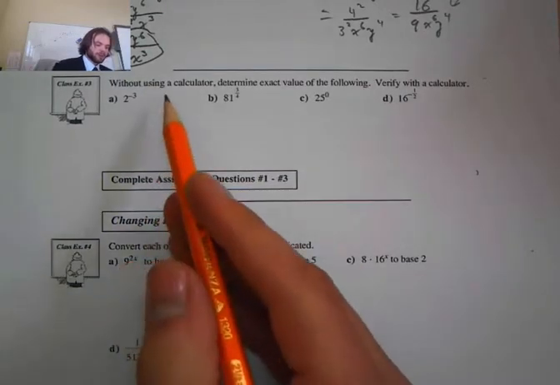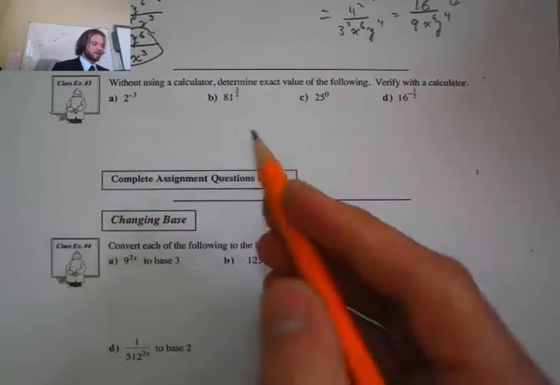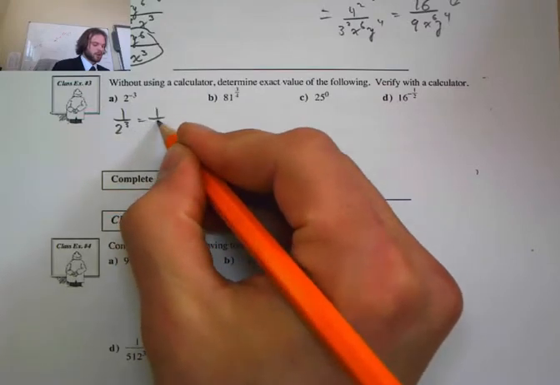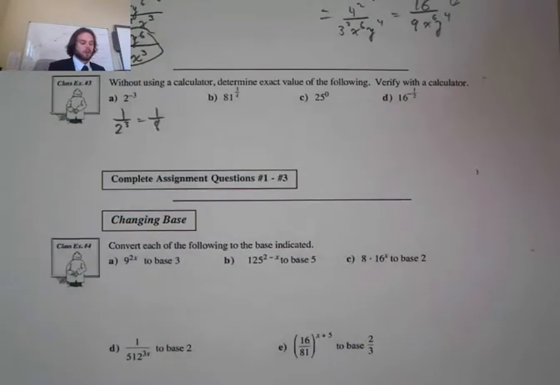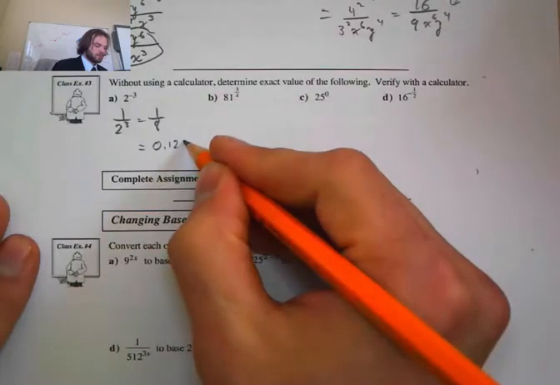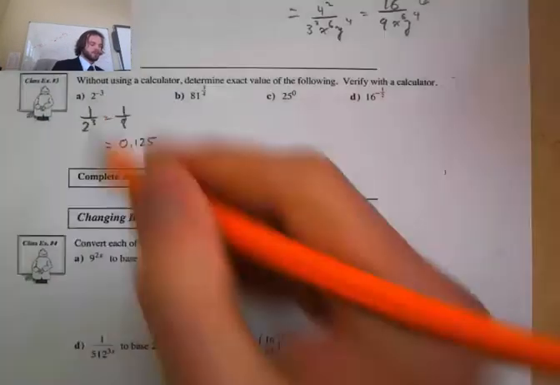It says, without the use of a calculator, determine the following, and then verify with a calculator. All right, well, 2 to the negative 3 is 1 over 2 to the 3, which is the same as 1 over 8. Okay, and that's it. All right, well, that's the same thing as 1 over 8 is 0.125, I believe. Okay, that's what that equals.